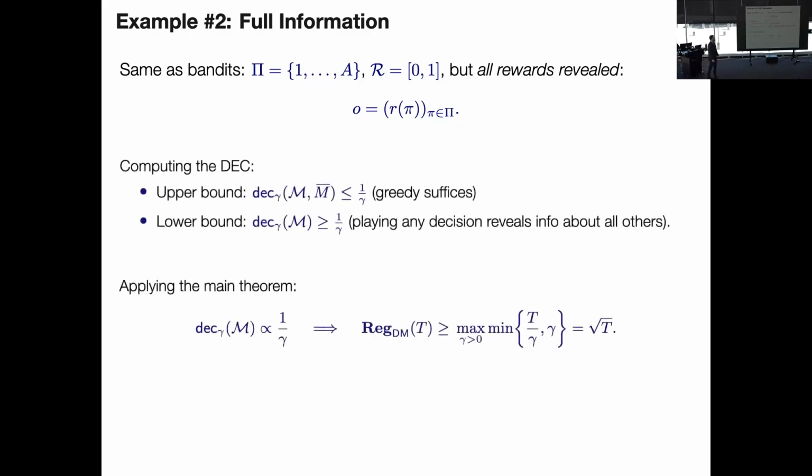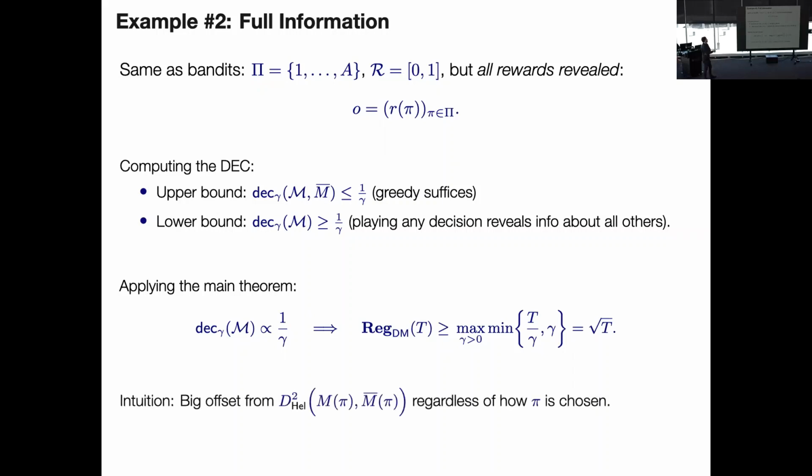And this is a much easier problem because you don't need to explore anymore. So what you can show here is that the DEC is both upper and lower bounded by 1 over gamma rather than A over gamma. This is going to lead to a root T lower bound rather than a root AT lower bound like we saw for bandits. And the intuition behind this is very simple. You can just be greedy, because the information you get does not depend on what action you select. So you don't need to balance information and maximizing the reward function at all.